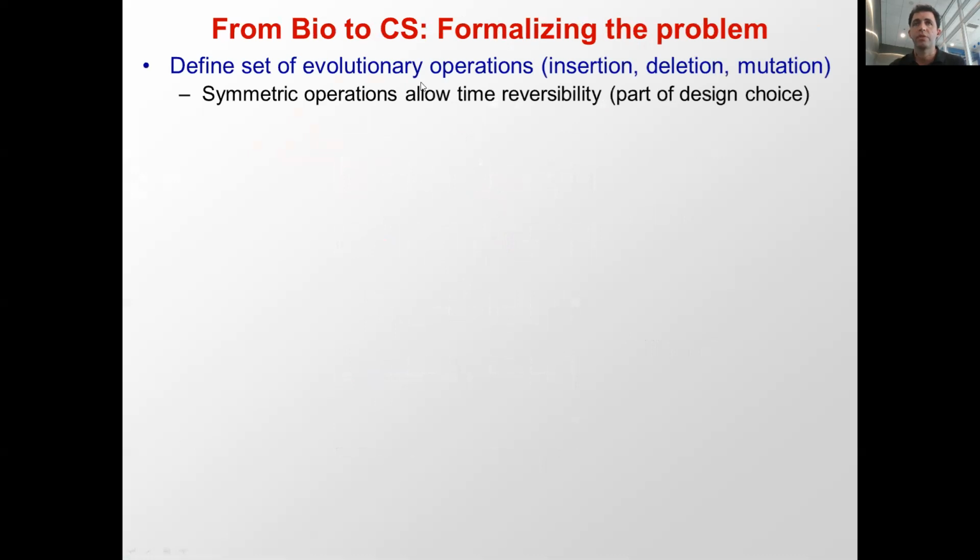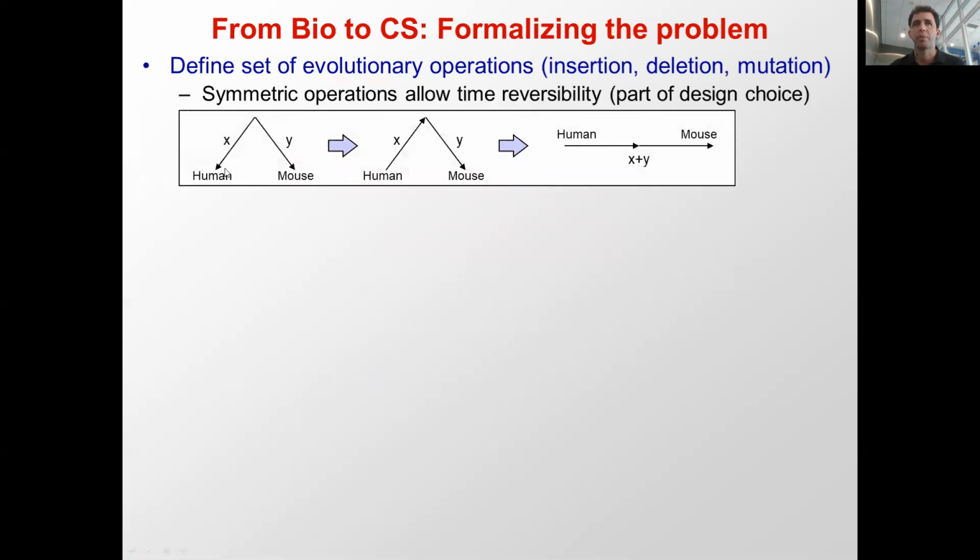And of course, defining the set of evolutionary operations is the first part of formalizing the problem. In this particular case, they're insertions, deletions, and mutations. And these are symmetric operations, which actually allow for time reversibility. This is actually part of the design choice. Therefore, when we're comparing human and mouse, instead of trying to figure out what was the common ancestor before we carry out an alignment, we can simply reverse the time direction in one of the two branches, and then think about the set of operations that transform human into mouse or mouse into human as the x plus y distance on each of the branches together.